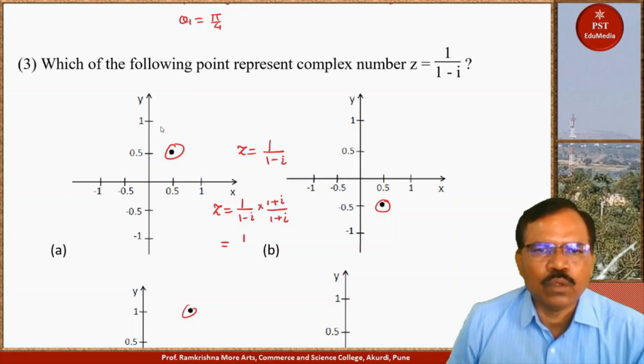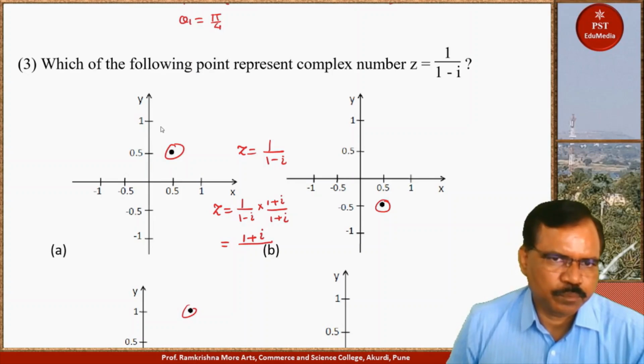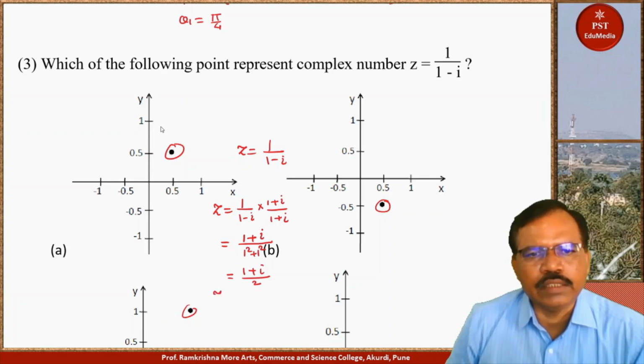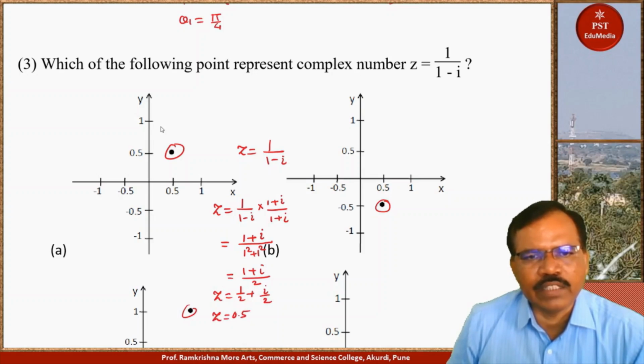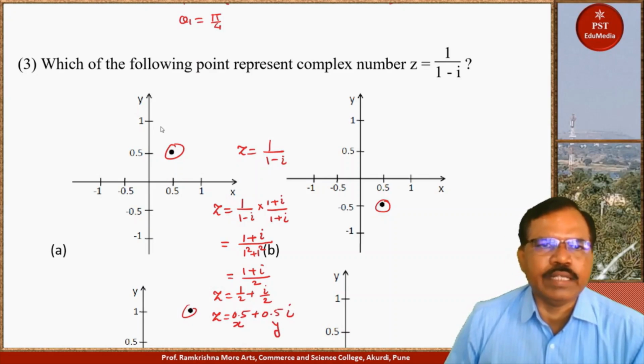So we get here 1 + i divided by, now z times z bar, that is modulus of z squared. So we'll get 1 squared plus 1 squared, that is 2. So we'll get (1 + i)/2. So z = 1/2 + i/2. So z = 0.5 + 0.5i. So here x = 0.5, y = 0.5.